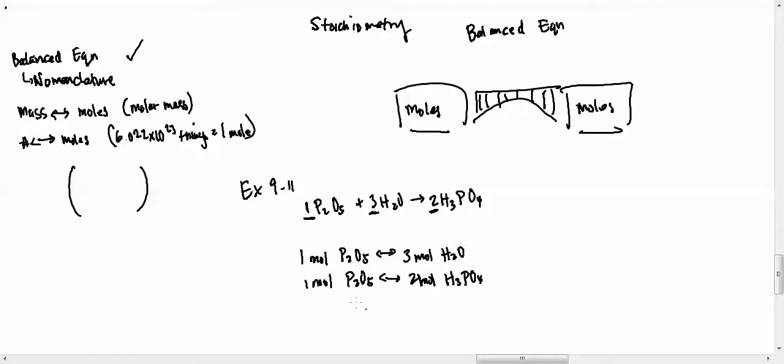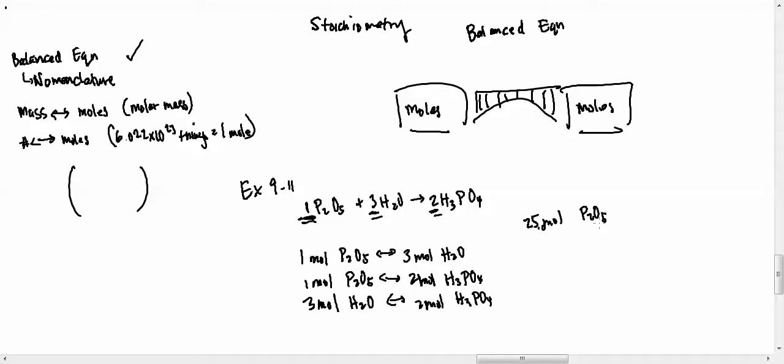I can really make any of these equality statements based off of just the numbers that I'm getting out in front here. And that's actually pretty simple because I can go from water to phosphoric acid. 3 moles of water, H2O, gives me 2 moles of H3PO4. And the problem says I start off with 25.0 moles of P2O5.